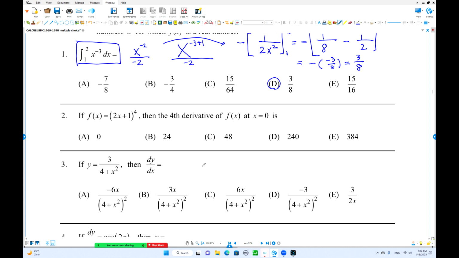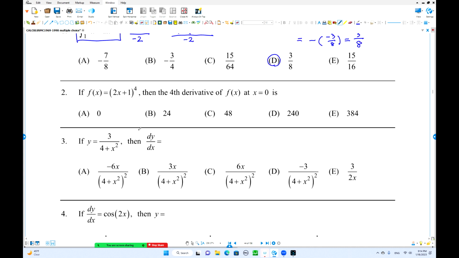All right, number 2. f of x equals 2x plus 1 to the fourth power. What is the fourth derivative of f of x at x equals 0? We need to find the what? Fourth derivative. First derivative, second derivative, third derivative, fourth derivative. We're going to find up to here. Okay, now take a look. The first derivative first.